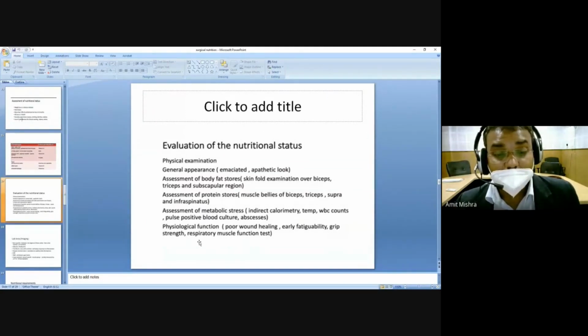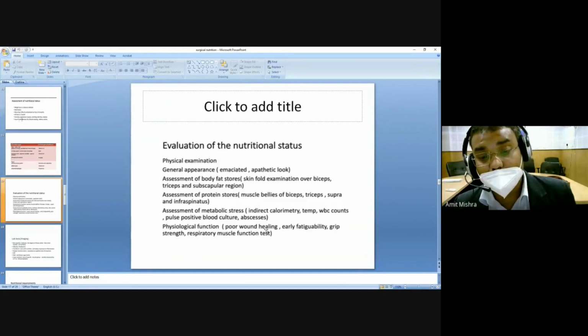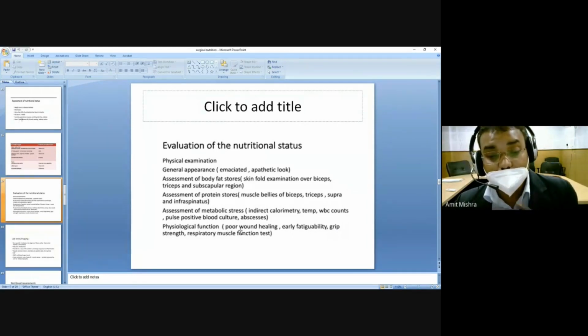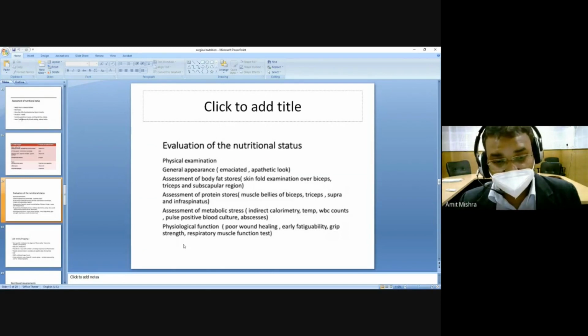Then physiological function. Evaluation of physiological function is by poor wound healing, early fatigability, grip strength, and respiratory muscle function test. If there is poor wound healing, then easy fatigability. Then you ask the patient to hold a grip, and if the grip strength is on the lower side, it gives at least some knowledge about the physiological function. Then the respiratory muscle pulmonary function test is important. So all these factors are important.